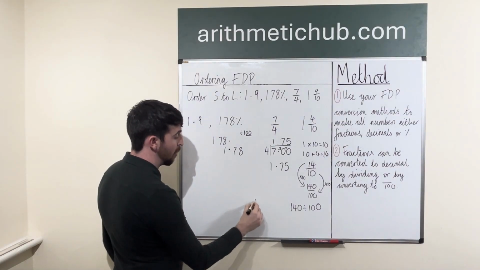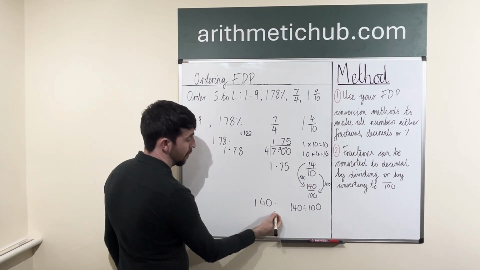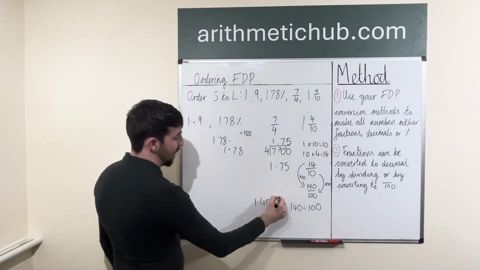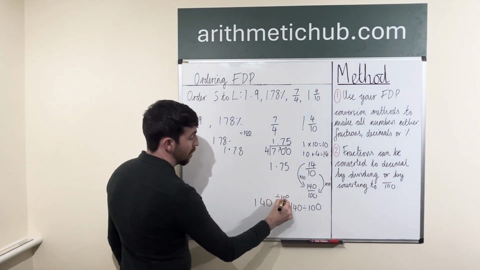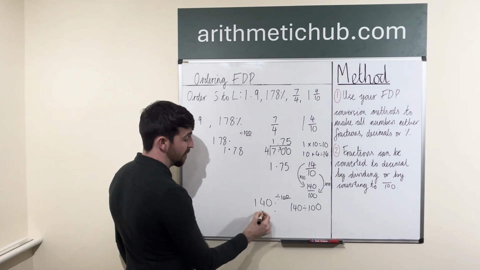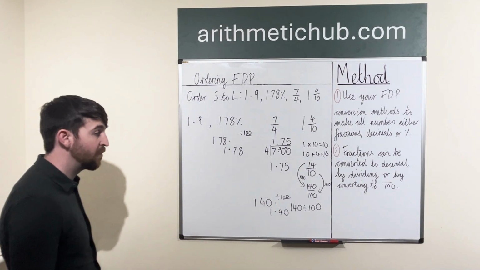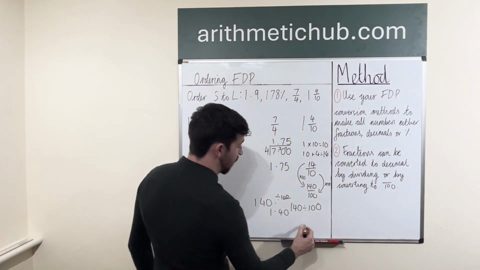So all I would do, I would write my 140 in, line my decimal point up, and it's divided by 100. 2 zeros in the question, so I'm going to move the digits 2 places. Drop it down, move it once, twice. Drop it down, move it once, twice, and once, twice. So now I've got 1.40.